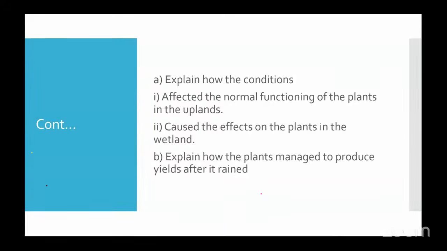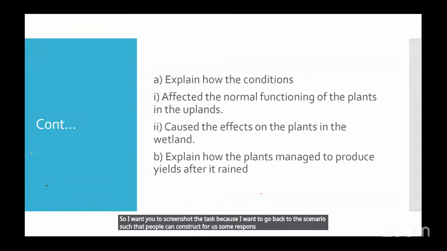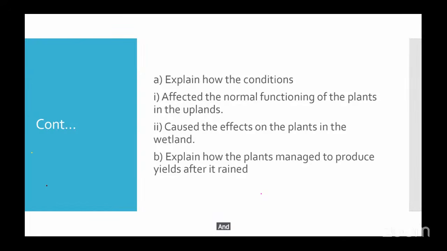We have to explain how the conditions affected, Roman 1, the normal functioning of plants in the upland, and then Roman 2, the effects on the plants in the wetland. So I want you to screenshot the task because I want to go back to the scenario so that people can construct some responses for us, especially for part A, Roman 1 and 2. And then we shall look at what the sample responses would look like.